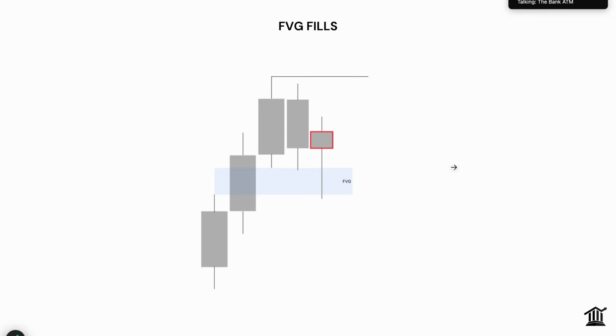Another really important thing that you can use is just FVG fills. It sounds really basic, but you'd be surprised the amount of people that don't even use this idea. So for example, let's say we're bullish and we go ahead, we filled an FVG, and we've printed this candle here, sort of like a pin bar.